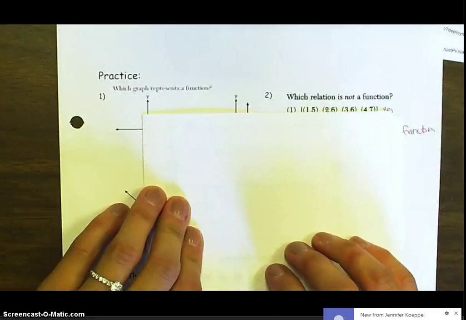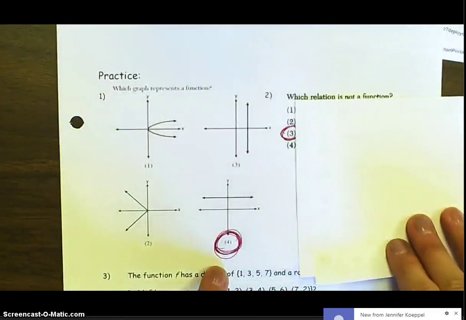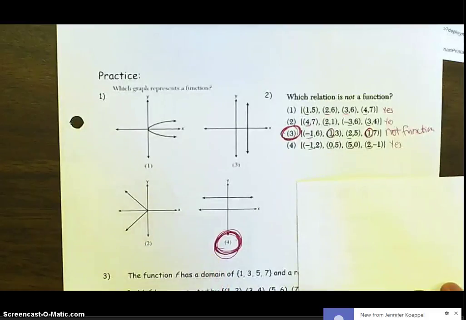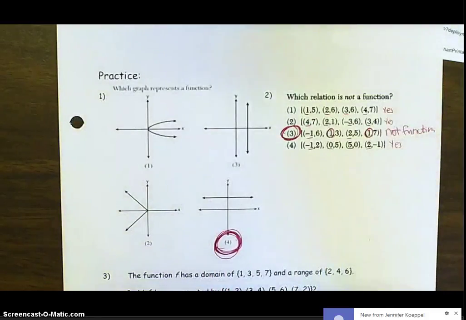All right, let's see. Were you able to get choice 4 and then choice 3? All right, nice job, everybody. We will see you in class tomorrow.